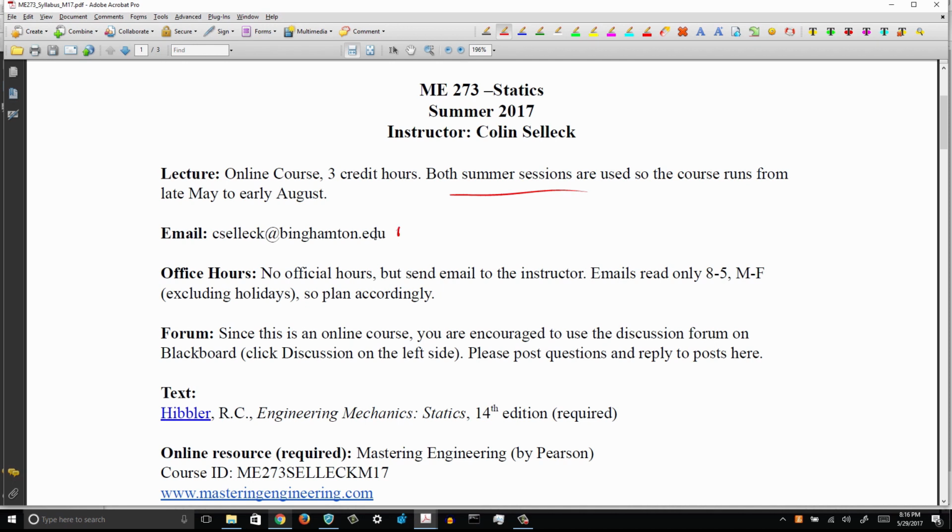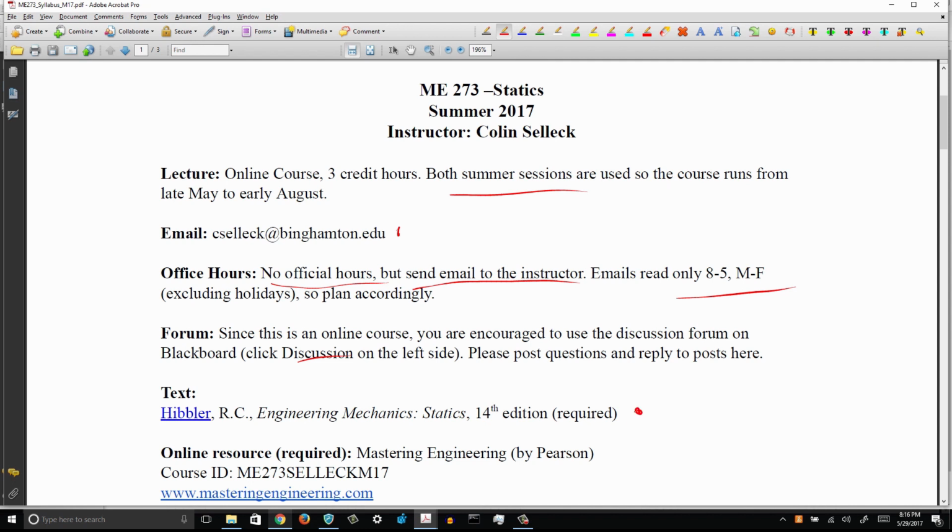Here's my email address. There are no official office hours, but just send email. And remember, I only read email 8 to 5 Monday through Friday, so please plan accordingly. And since this is an online course, you're encouraged to use the discussion forum on Blackboard. You click discussion on the left side there.